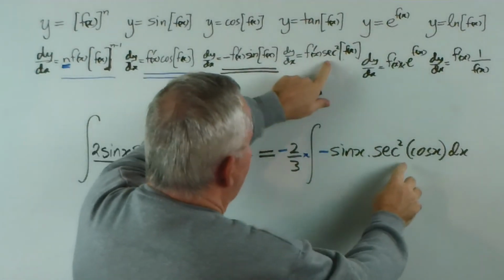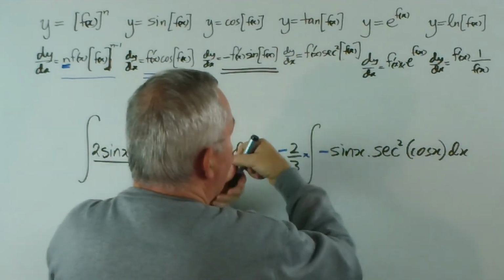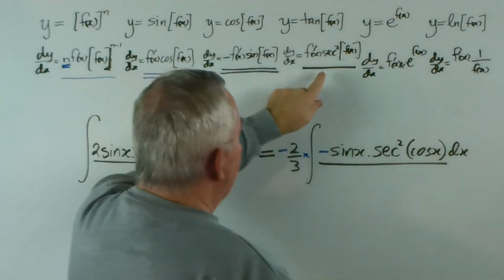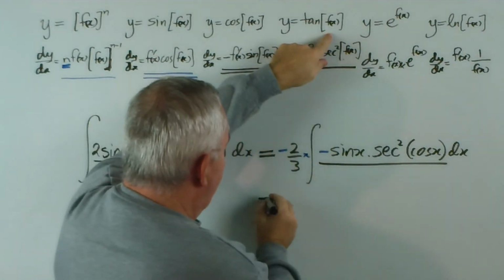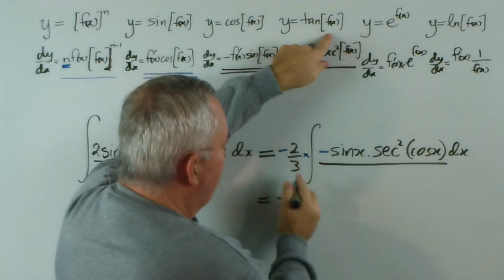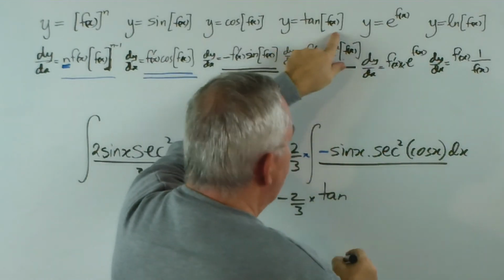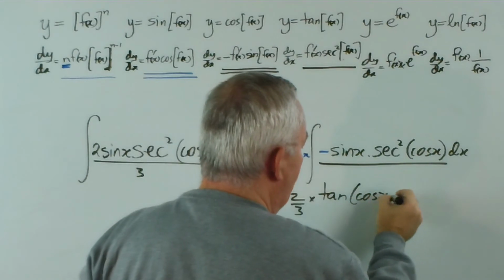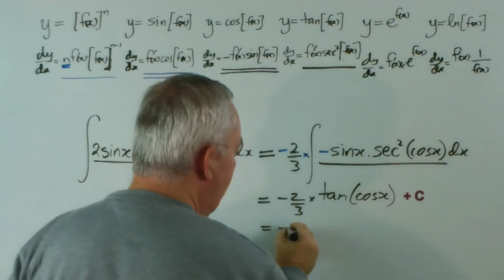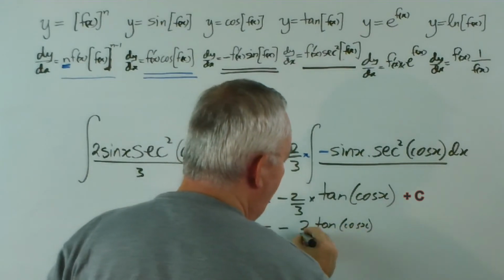Now is it right? Sec squared of a function, the derivative of cos is negative sine. That is perfect. That is exactly that pattern. So if I integrate it, I'm going to get exactly that pattern. So the negative 2/3 stays at the front, because it's not part of the integral, times, and this integral is exactly tan of whatever the function is inside, which in this case was cos x. And if you wanted to write that as a complete fraction, you'd write negative 2 tan cos x over 3.